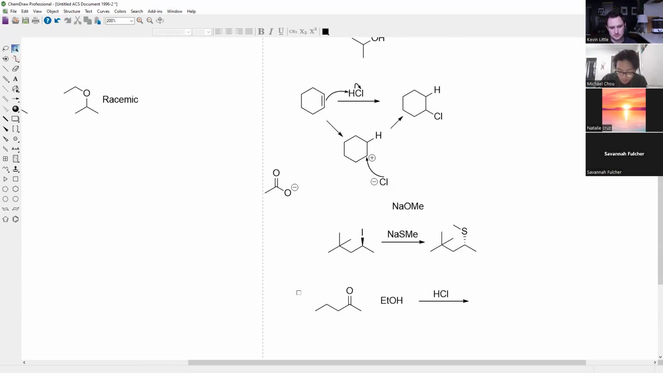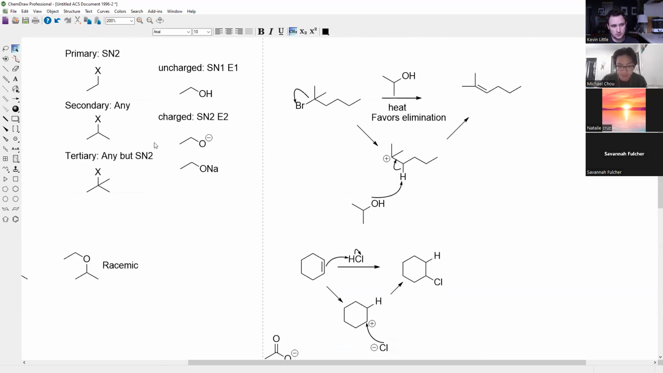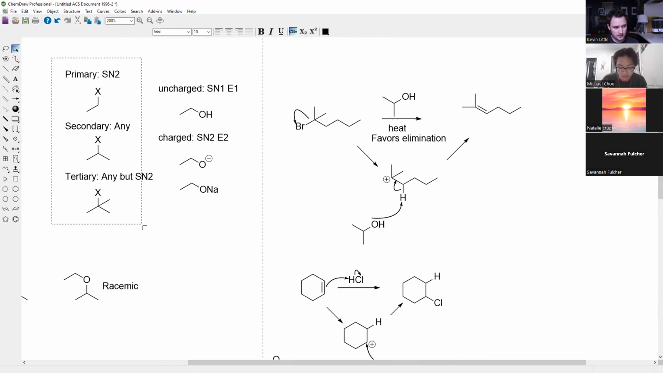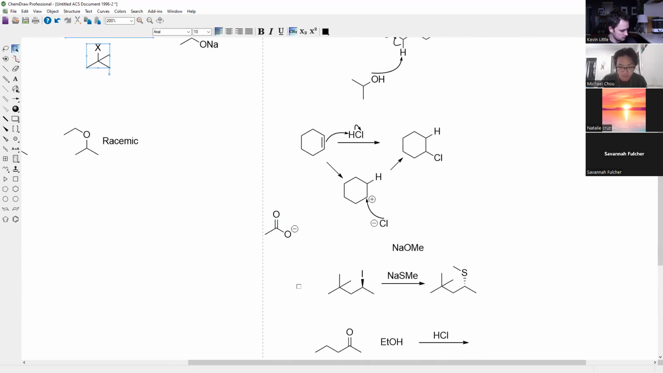Yes. Do I have anything that screams electrophile? The double bond and oxygen. Yeah, this carbonyl. Right? So I've got a nucleophile, I've got an electrophile. Is my electrophile an alkyl halide? No. Then I'm not worried about SN1, SN2, E1, E2. That's only alkyl halides.